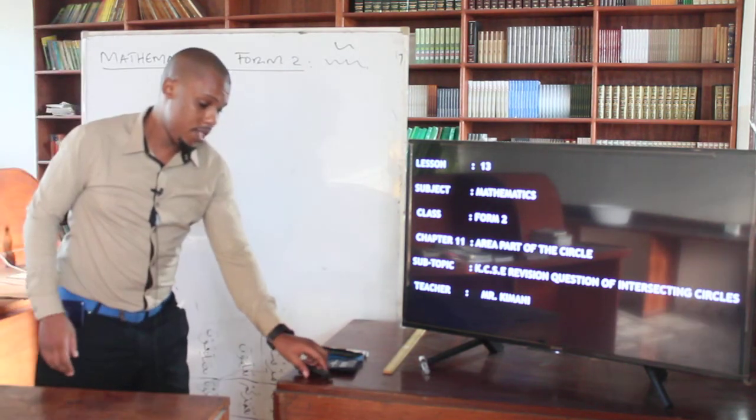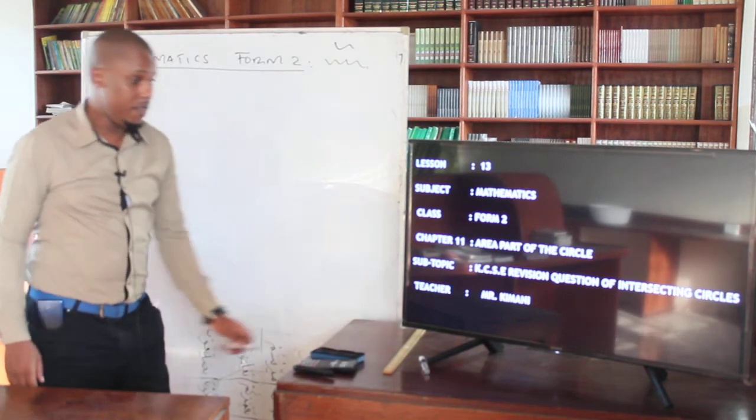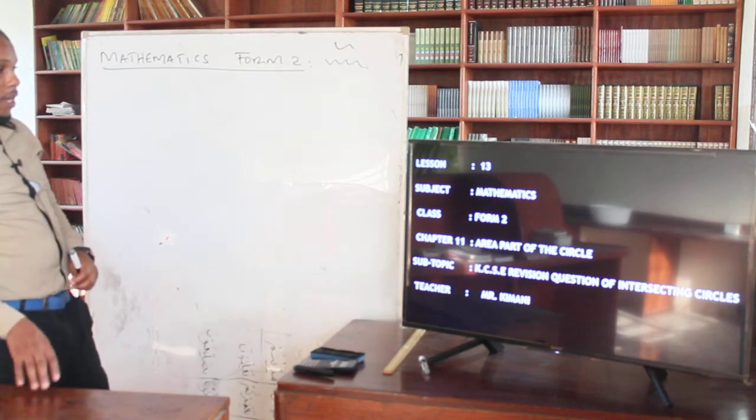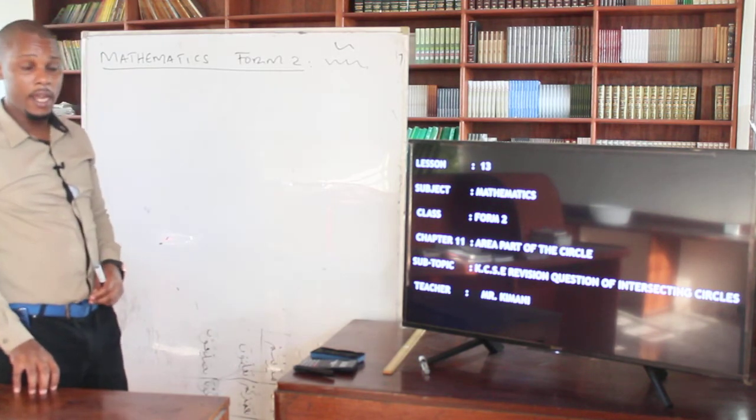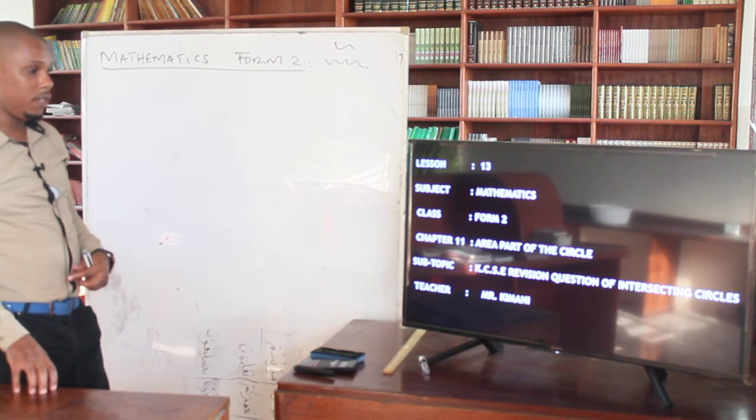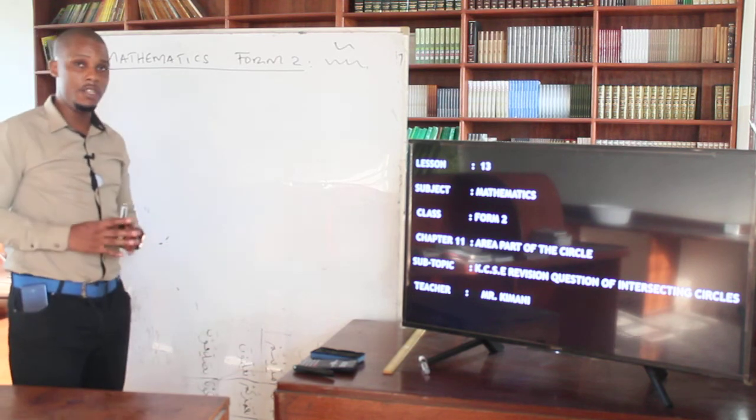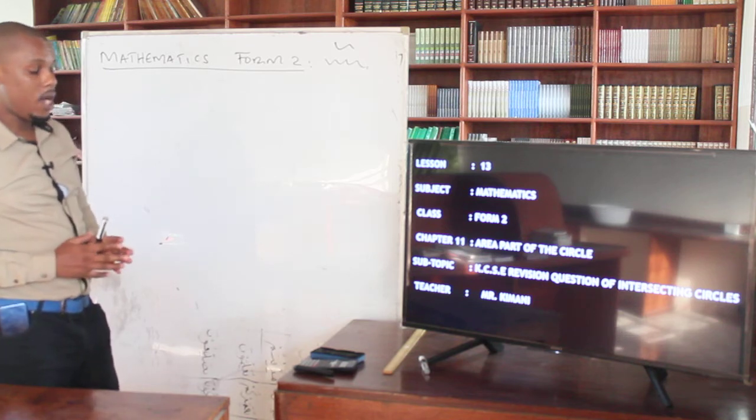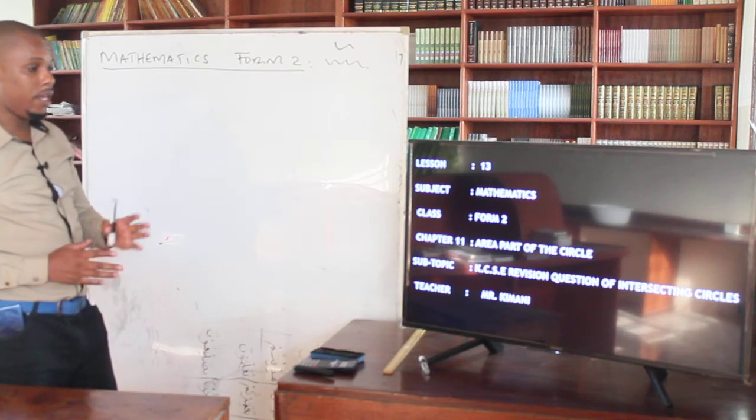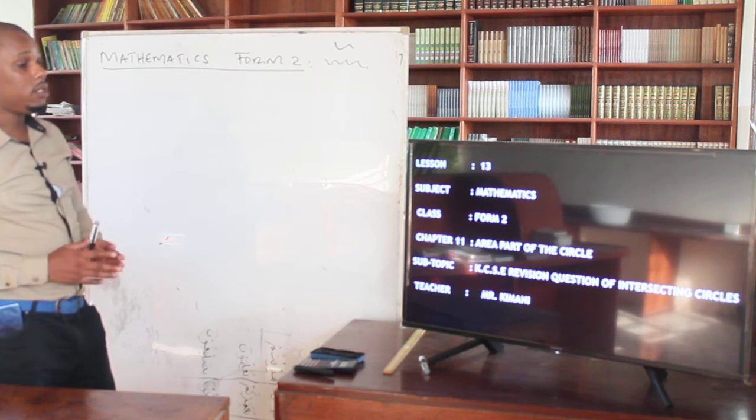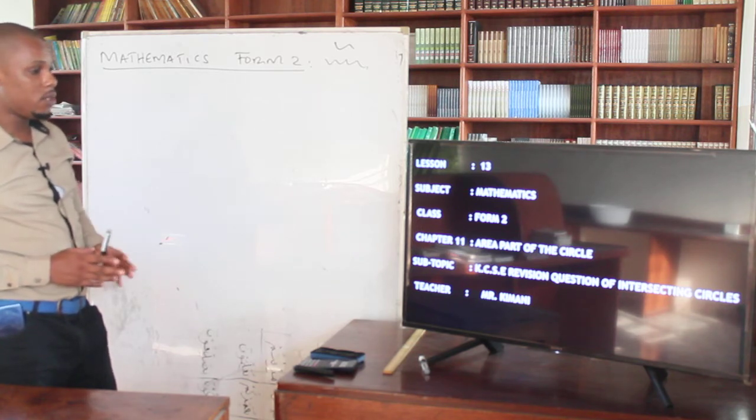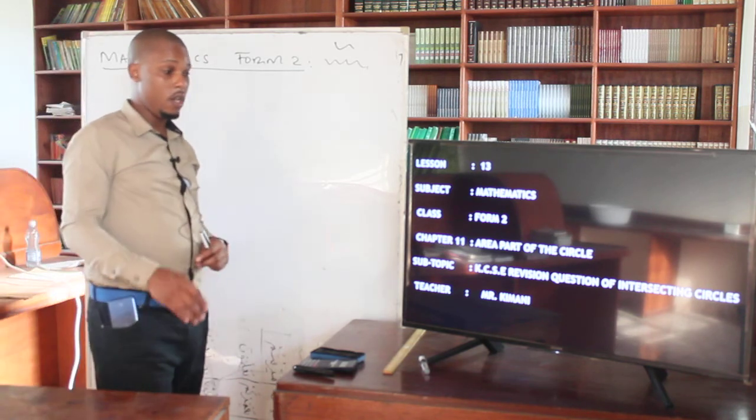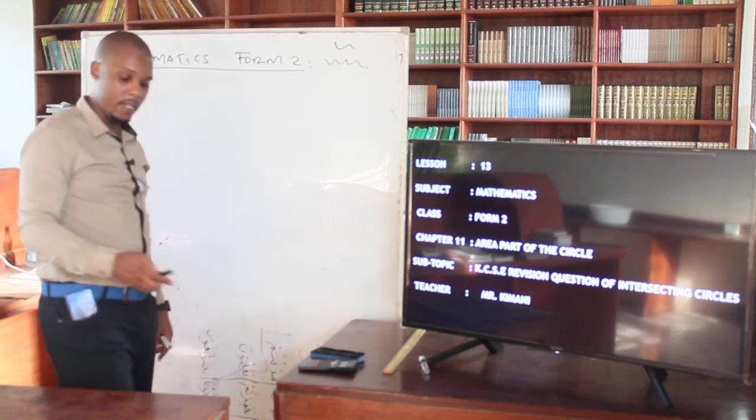Today I'll be focusing on some of the revision questions from chapter number 11. Remember, it has been the area part of the circle, and we focused on the last part of it, which was the common region of the intersecting circles. For today's lesson, I want us to focus on revision of the KCSE questions together with exam questions that you will meet in this category of intersecting circles, as you're going to be seeing in the examples.